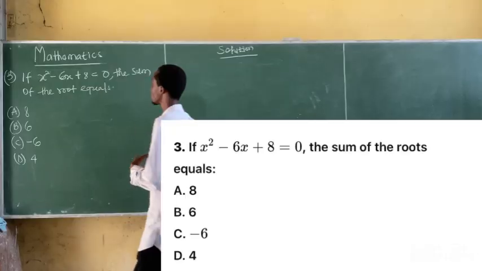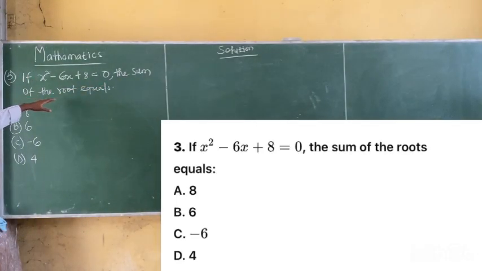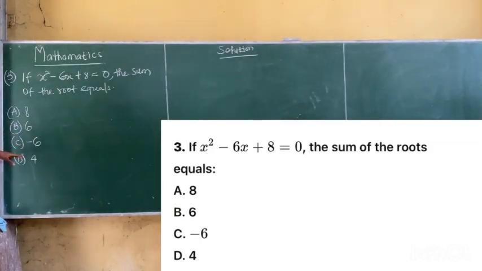Question 3 says, if x squared minus 6x plus 8 is equal to 0, the sum of the roots equals option A, 8, B, 6, C, minus 6, and D, 4.